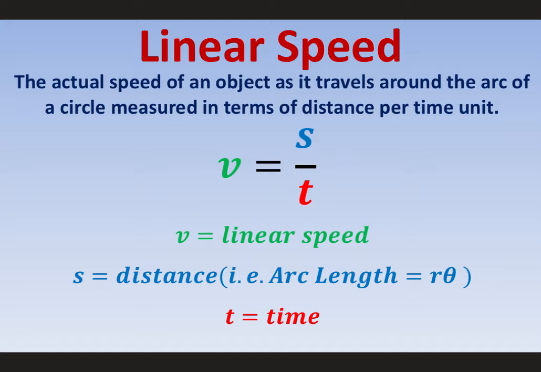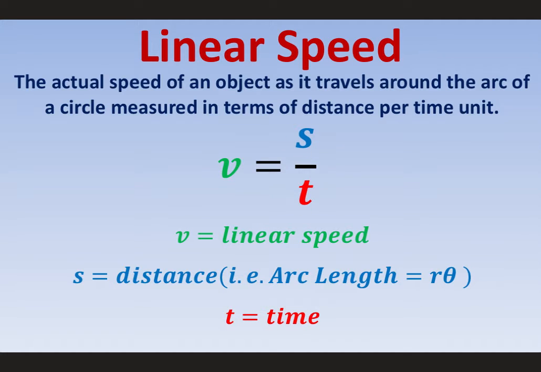Linear speed is always expressed in units of distance per time. Units are going to be really important for this chapter, so make sure you do distance per time, feet per second, miles per hour, something like that. And so linear speed works like this. The linear speed of an object is the arc length, the distance it travels, over time.